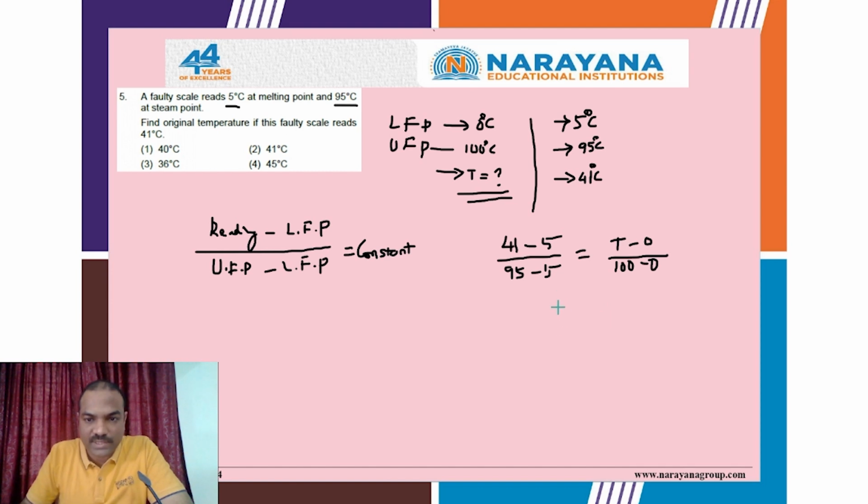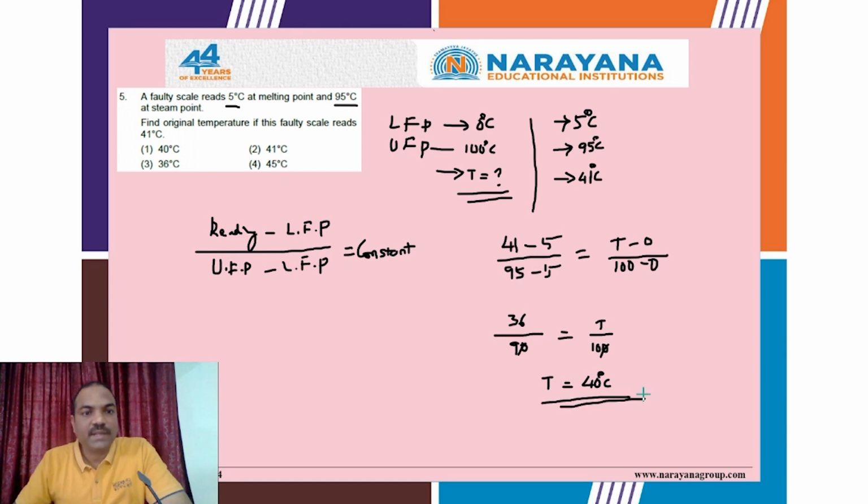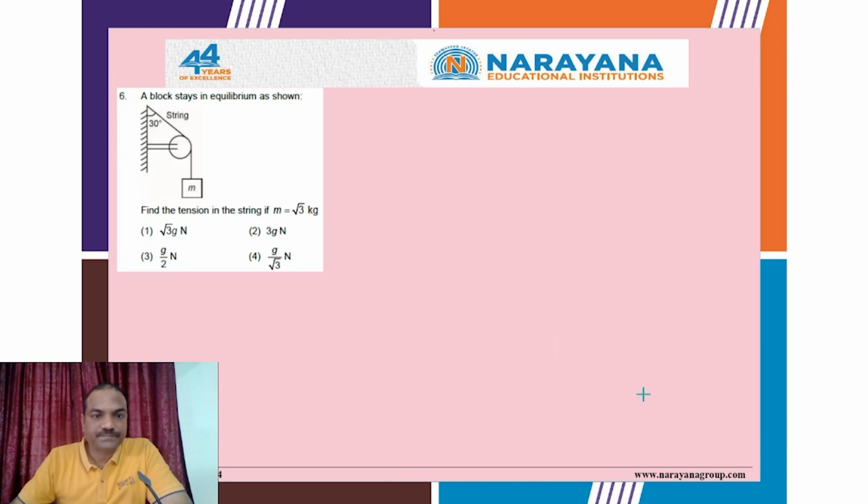Now we follow the same thing. So the ratio comes out to be 36 by 90 is equal to T by 100. Then the temperature value goes to 40, the 0 cancels out, 9 4s are 36, so it will be 40 degrees centigrade. So this is the reading on the actual temperature scale in degrees centigrade. So the answer would be the first one.